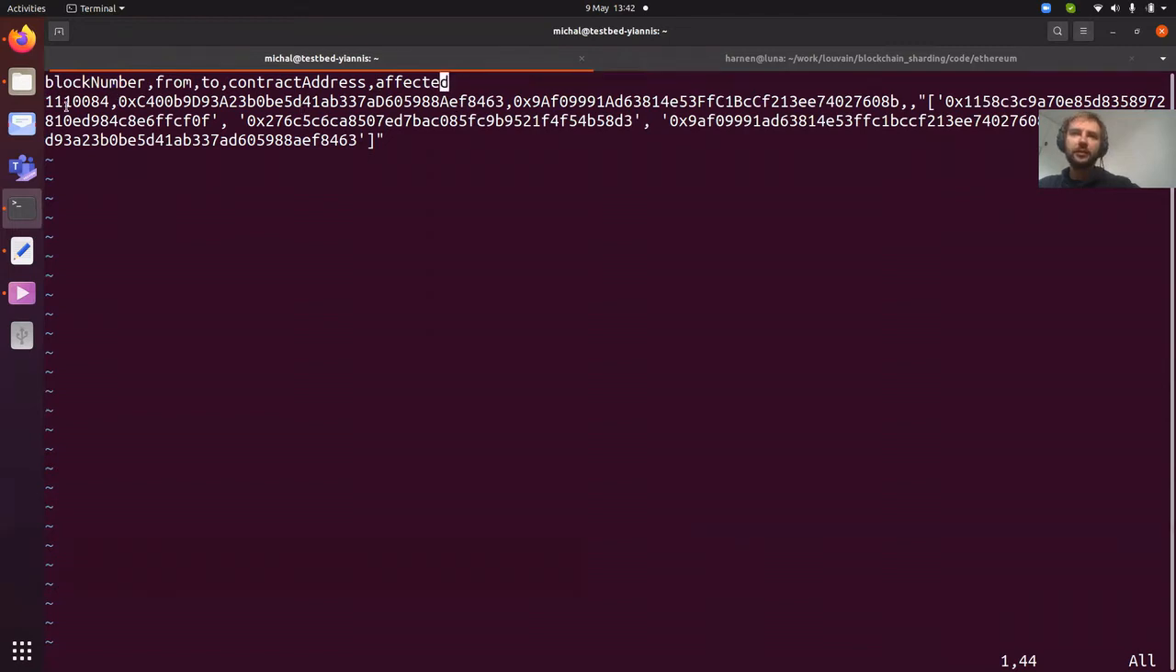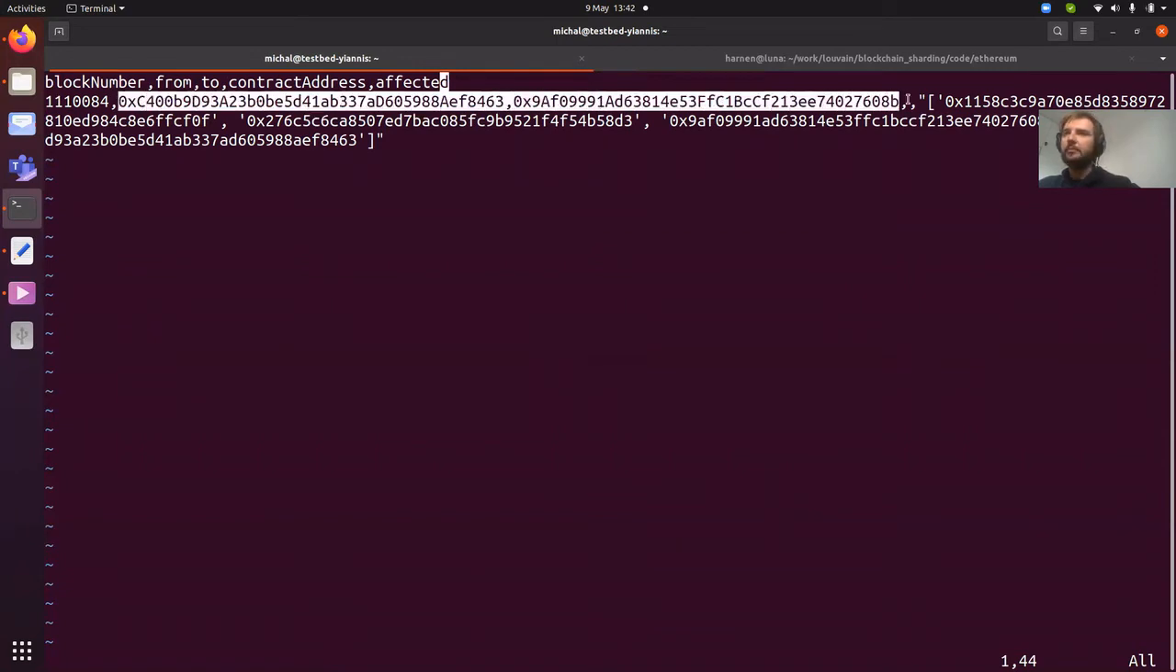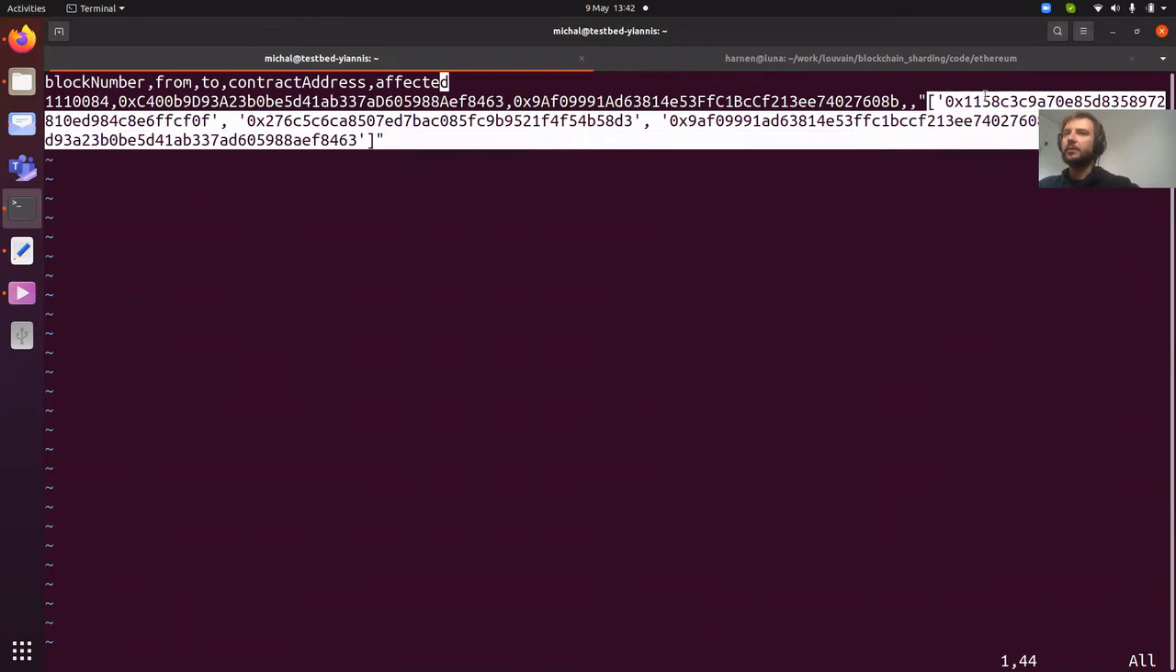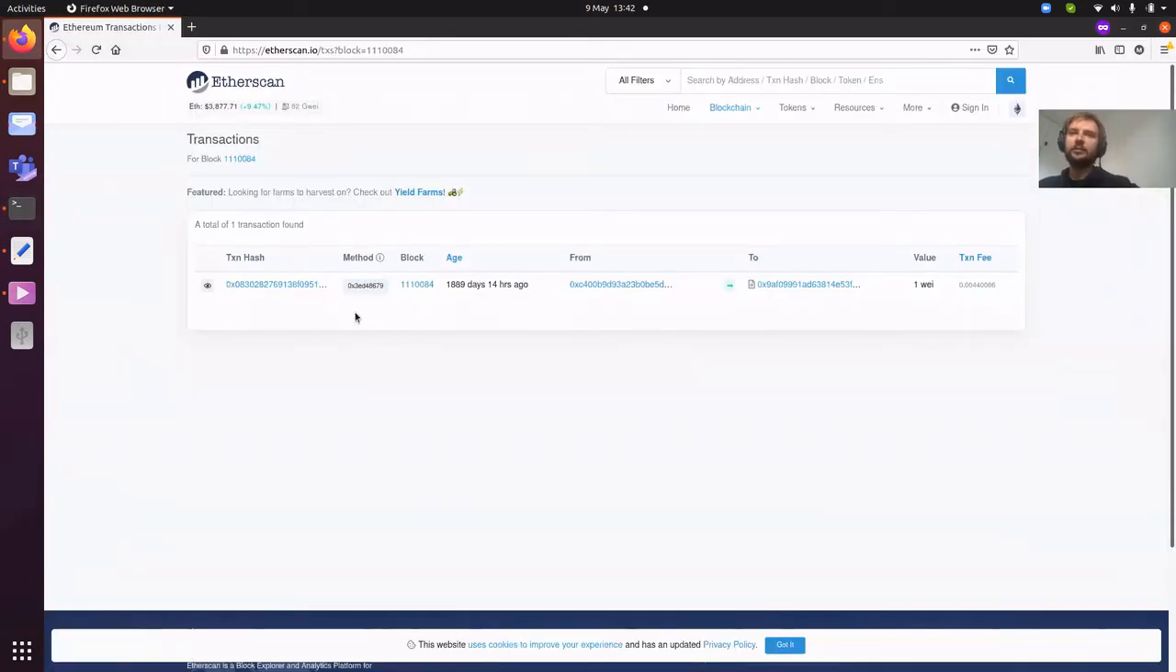Here we can see that there is a sample transaction in this block coming from this account to this account. However, there are still quite a lot of accounts involved in this transaction. If you have a look at Etherscan, we can see that this is actually a call to a smart contract, and that's why it modifies multiple accounts.